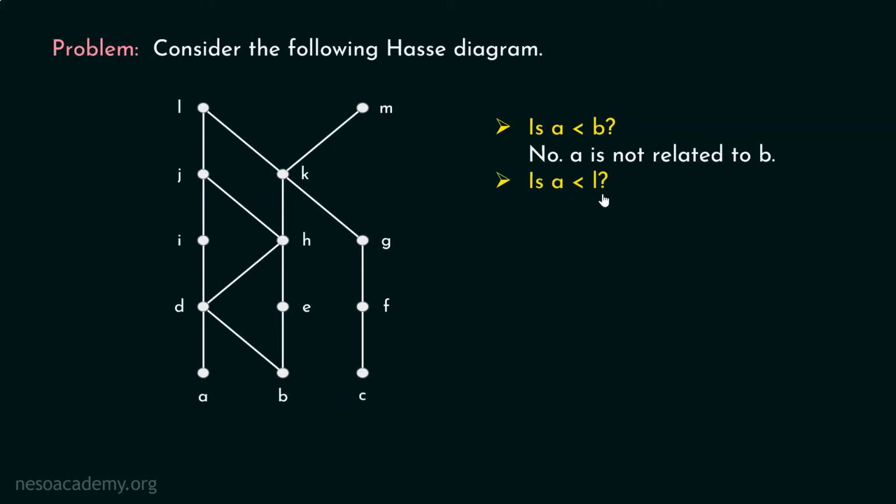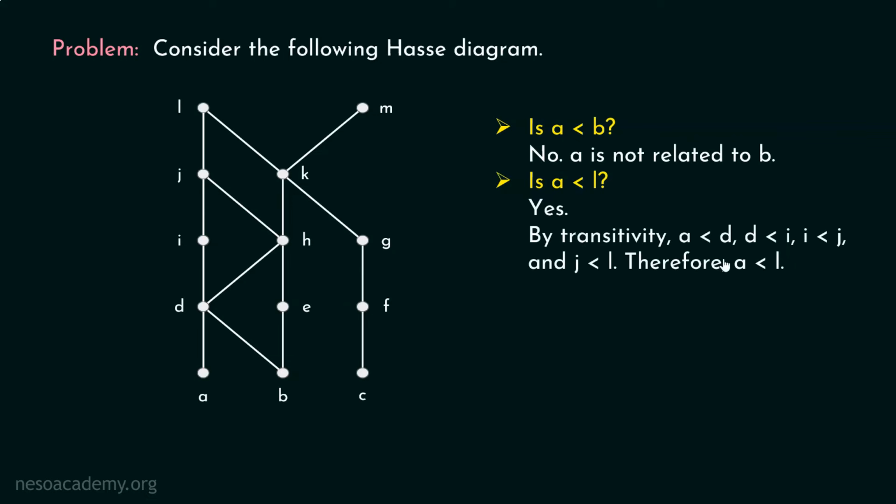Is A less than L? Is A related to L? Obviously, you can see that A is related to L by transitivity, right? By transitivity, A is related to D, D is related to I, I is related to J, J is related to L. Therefore, A is related to L. This is true by transitivity. Therefore, A is less than L. There's no doubt about this, right?